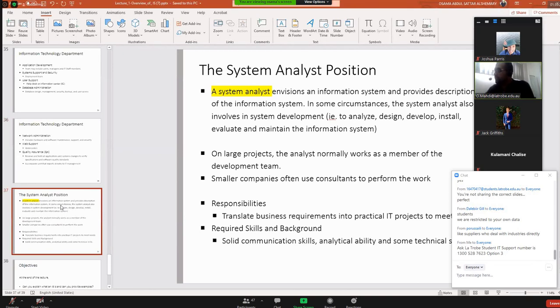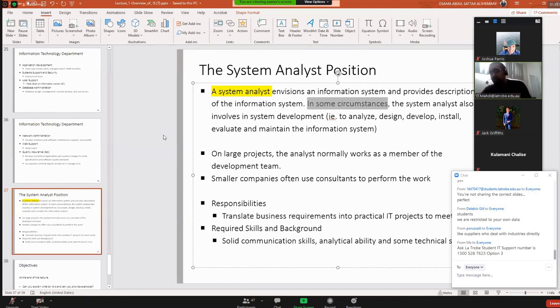The system analyst position. A system analyst envisions an information system and provides a description of the information system. Because we are dealing here with an information system, we are expecting to talk about the system analyst as well. In some circumstances, the system analysts are also involved in system development to analyze, design, develop, install, evaluate, and maintain the information system. That should be absolutely correct.